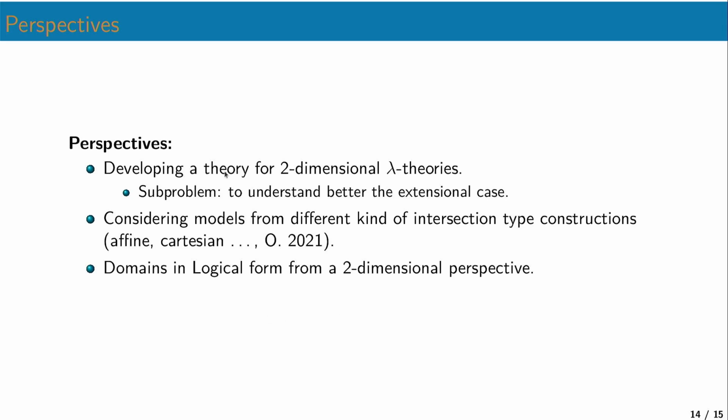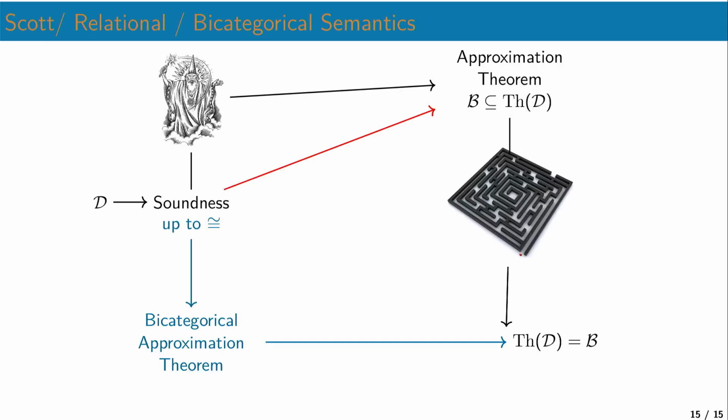An important subproblem of this is to understand better the extensional case, since we restricted ourselves to a non-extensional one. Then it would be nice also to consider models that arise from different notions of intersection types. In this case, we had intersection types where you can neither delete nor copy, but you can also build others where you can copy and not delete, delete and not copy, or do both. I did this in my paper at LICS 2021. And finally, it would be nice to look at Abramsky's implementation of domains in logical form from our two-dimensional perspective. Thank you.